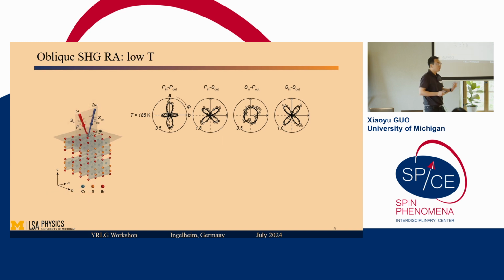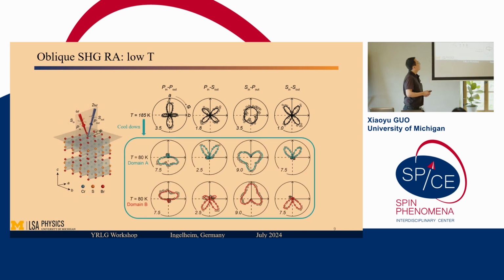So let's see what will happen if we cool the temperature down. We cool the temperature down to 80 Kelvin, just far below the Néel temperature, and clearly we see that the mirror perpendicular to the a-axis is broken. Okay, this mirror is broken, and we only see two sets of patterns.